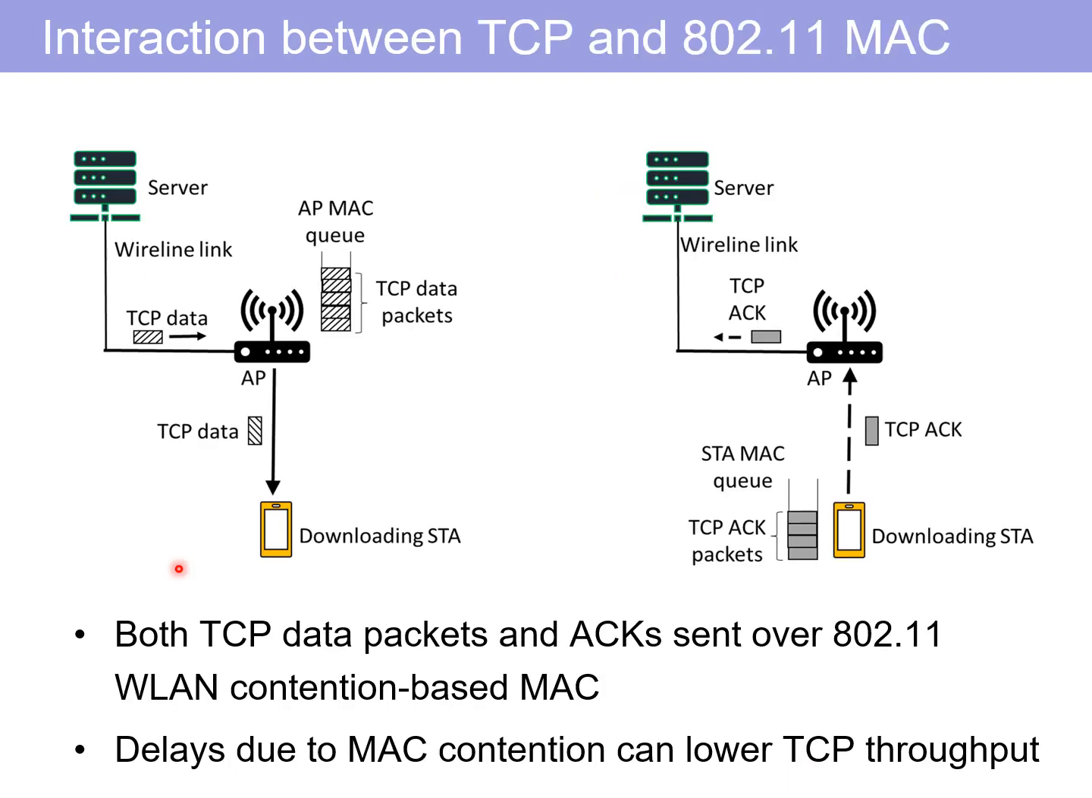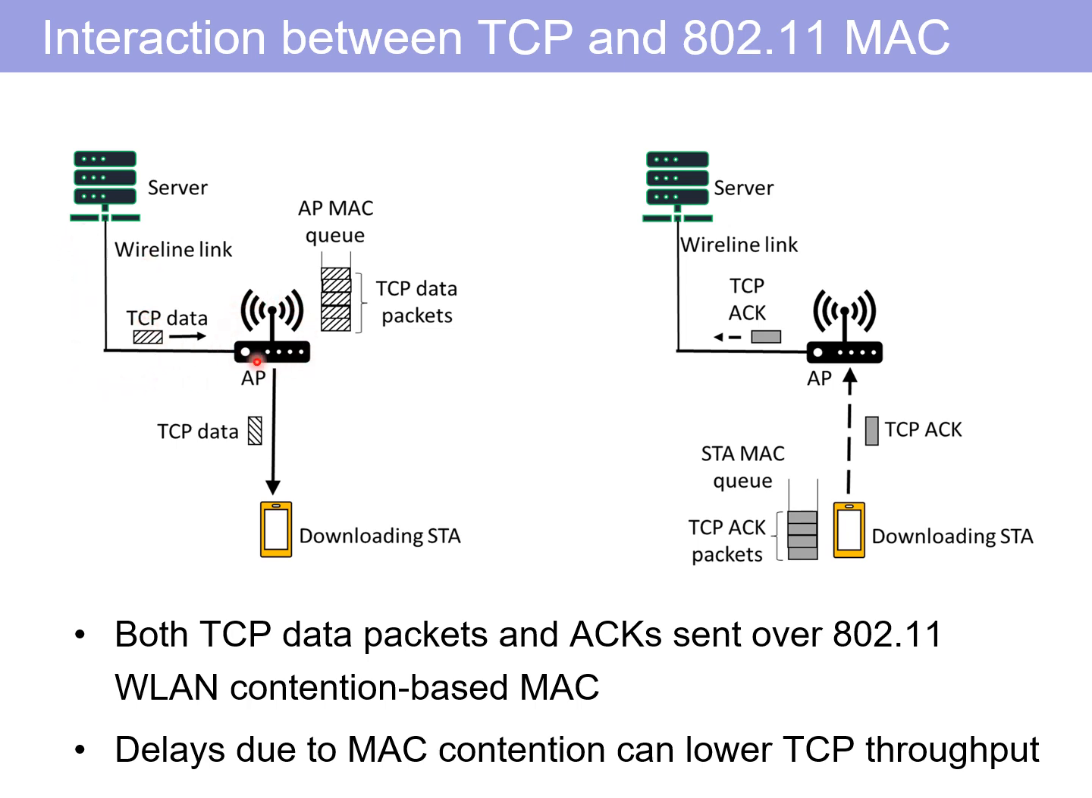Now that we understand the basics of the TCP protocol, let's look at why we study TCP over Wi-Fi. For this, let's consider a station that is downloading data from a server which uses the TCP protocol. The server is connected to the access point via a wireline link. The server first breaks down the data into multiple TCP data packets and sends it to the AP via the wireline link.